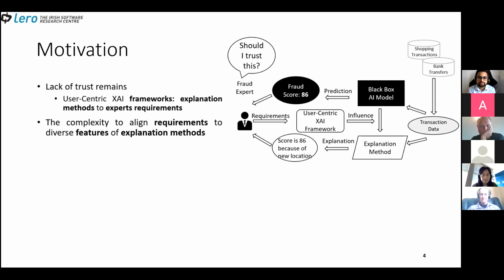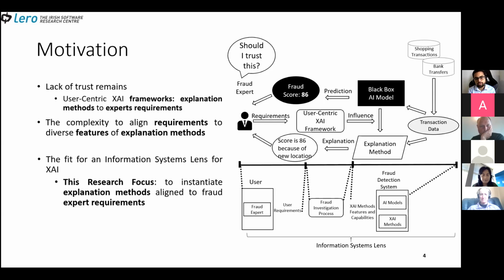Given this context, I adopt an information systems theoretical lens, which has considered for years the relationship between users, their requirements, and the systems that they are using. This lens will help me in tackling my research focus, which is to understand how to align fraud experts' requirements to instantiate appropriate explanation methods within an organization and ensure their trust in those AI predictions.